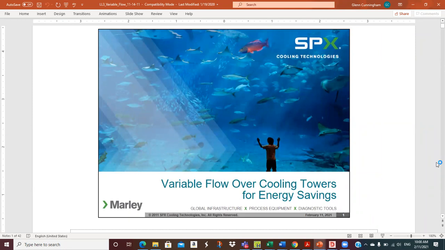Okay, so variable flow over cooling towers for energy savings. And that's a little bit of a misnomer because the presentation is really about varying fan speed. So what we're going to look at is varying the fan airflow across the towers to reduce operating cost.